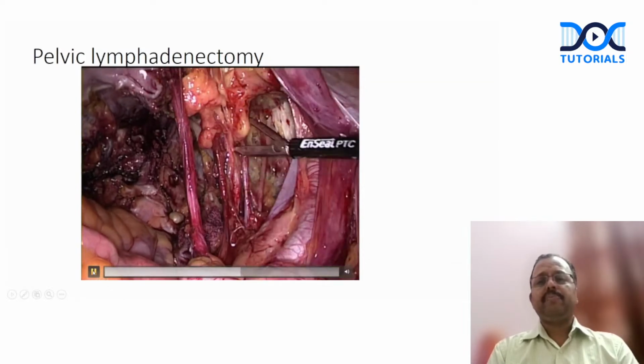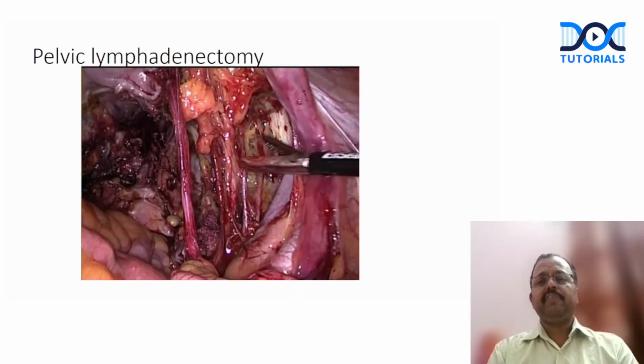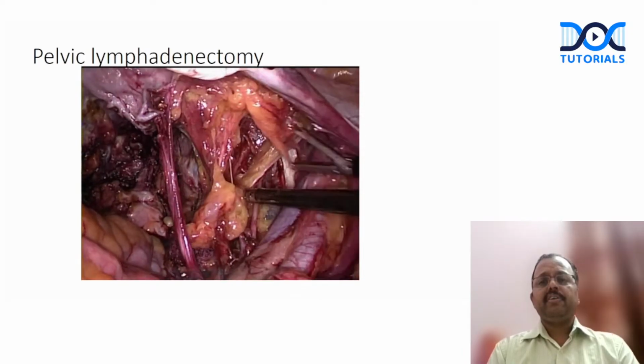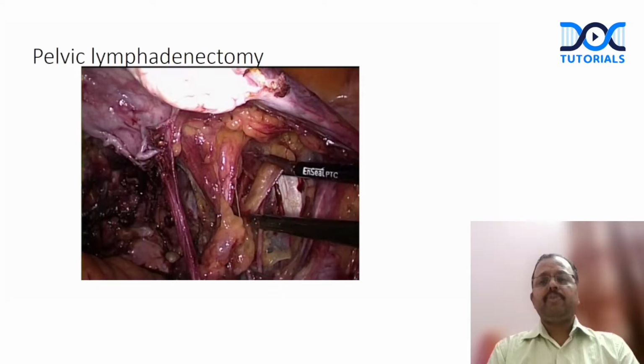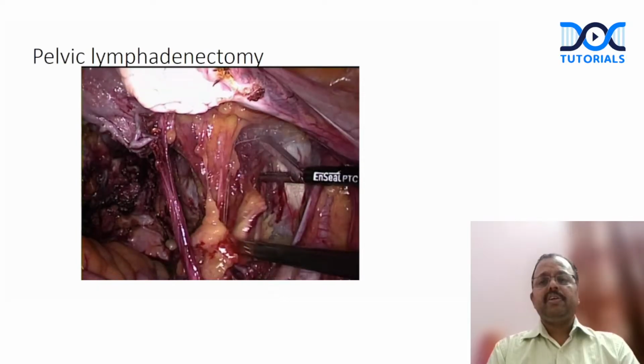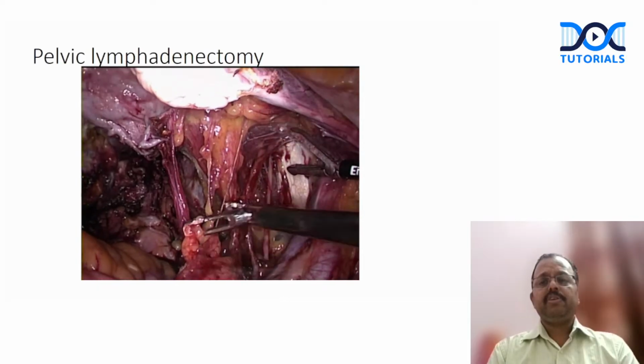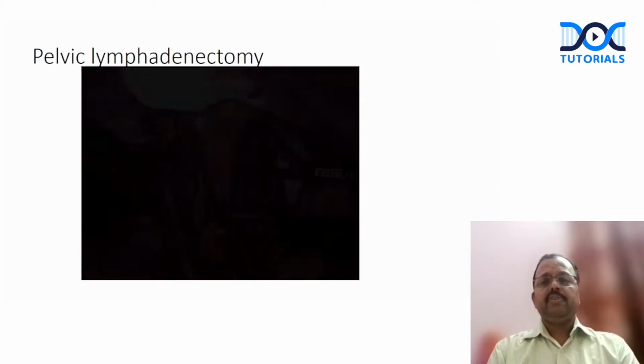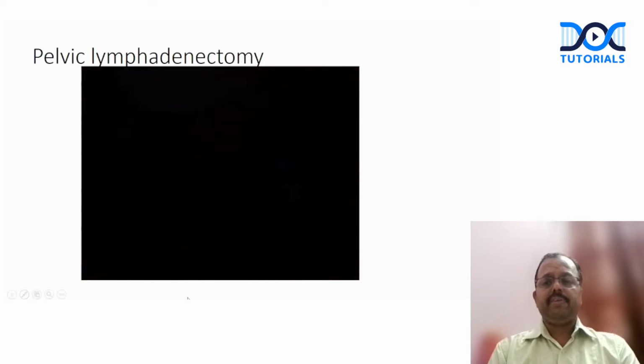So we're going up these tissues, the lymph nodal package is being delivered. We go up to the level of the pecten pubis. This is an energy device being used. So that's a pelvic lymphadenectomy completed.